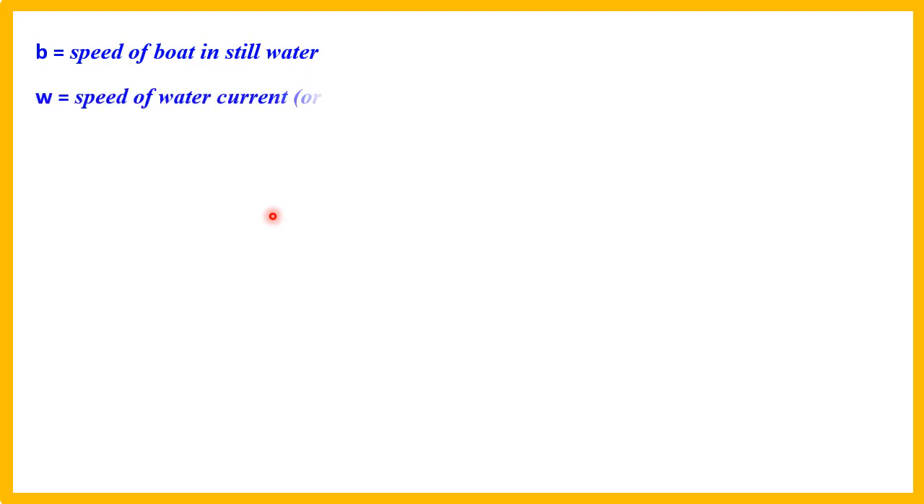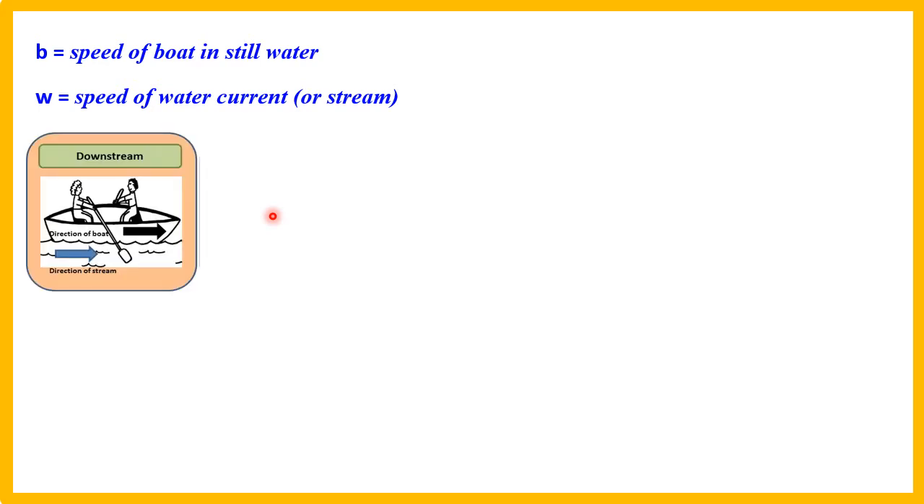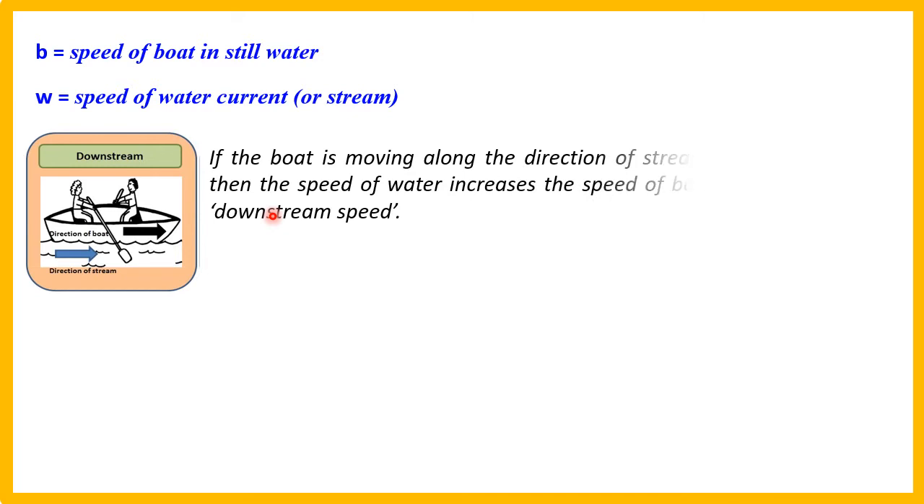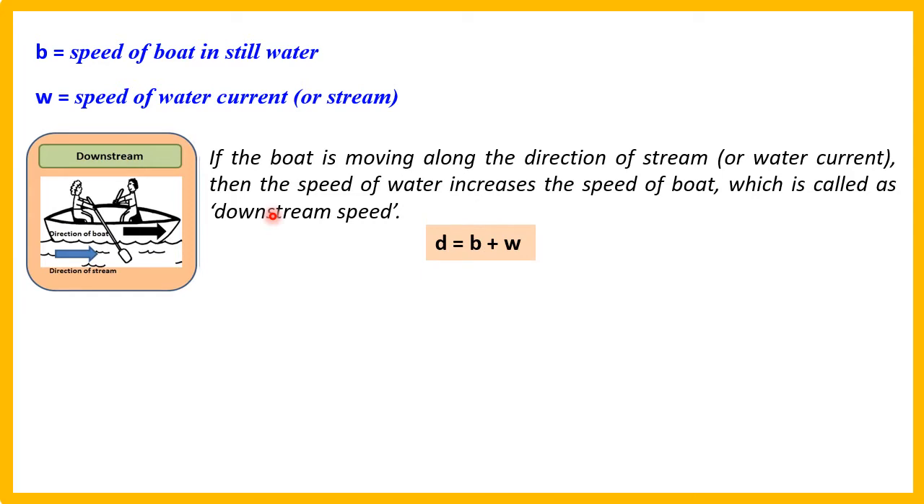So if I assume W as the speed of water current or stream, then there arise two speeds. The very first is downstream speed. Now what does downstream mean? If the boat is moving along the direction of stream, यानी पानी के बहाव के साथ, then the speed of water increases the speed of boat, which is called downstream speed. Basically, it is equal to speed of boat in still water plus speed of water current. So downstream को हम denote करेंगे by a variable d, which is equal to speed of boat in still water plus speed of water current, because speed बढ़ जाती है.